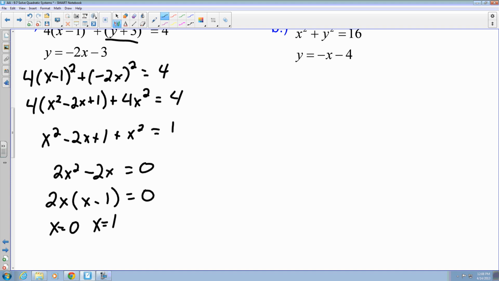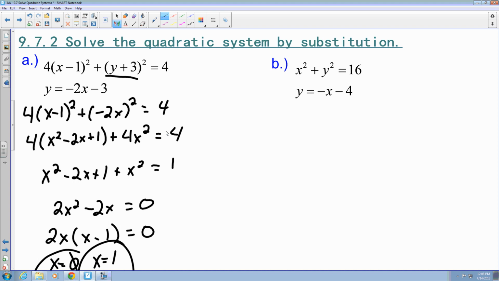So if I plug those into the original equation, if x is 0, my y is negative 3. And if x is 1, my y is negative 5. So we've got two intersections. Okay. And for b, I'm going to substitute again.